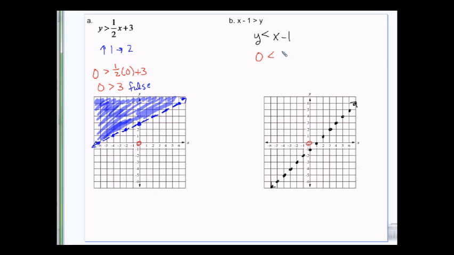So if I plug in 0, I get 0 is less than negative 1. True or false? False. Because 0 is greater than negative 1. So I'm shading the other side.